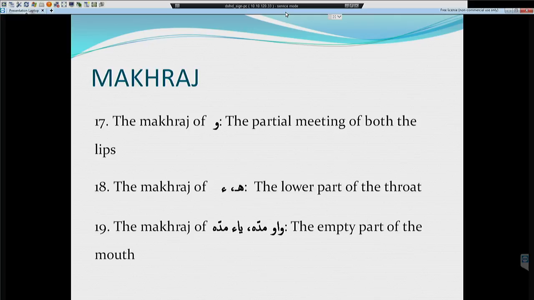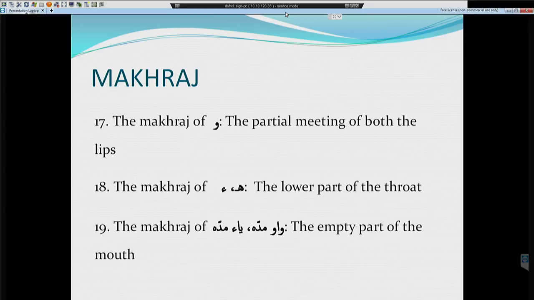What was it? Alif. Alif was the other letter that came from the empty part of the throat, the empty part of the mouth. So waw madda means a waw with a sukoon on top, preceded by a letter with a dhamma. And ya madda means a ya with a sukoon on top, preceded by a letter with a kasra.